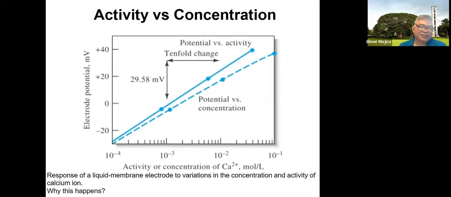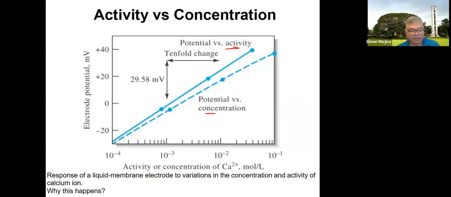Now we also look at the electrode response related to analyte activity rather than to analyte concentration. So what do you see between the potential here in terms of activity? This is the response of a liquid membrane electrode to variations in the concentration and activity of calcium ions. So the question is, why does this happen? Why are they not equal? One of them is a little bit what? Linear. The activity is linear compared to the concentration.